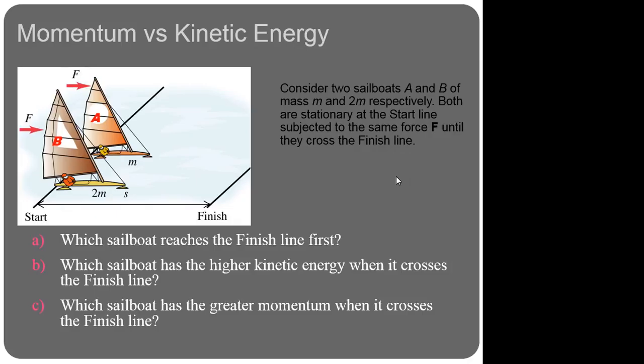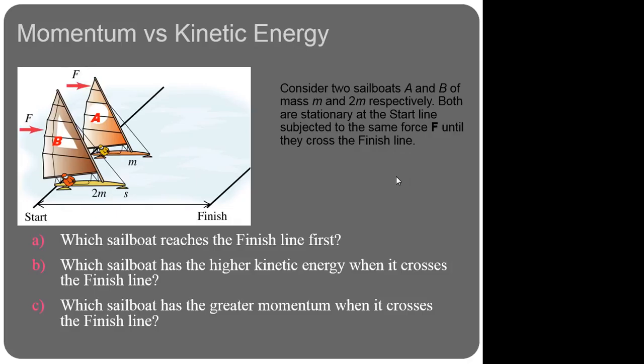Now part B, however, is more fun. Which sailboat has a higher kinetic energy when it crosses the finishing line? Who says A? Who says B? Who says the same? Ready, go. A, B, the same. The same. How do you arrive at that? F times d, very good. Because you apply force over the same distance, right? Force and distance, the work you do on the sailboat will become the energy. Hence, they will have the same energy, right?